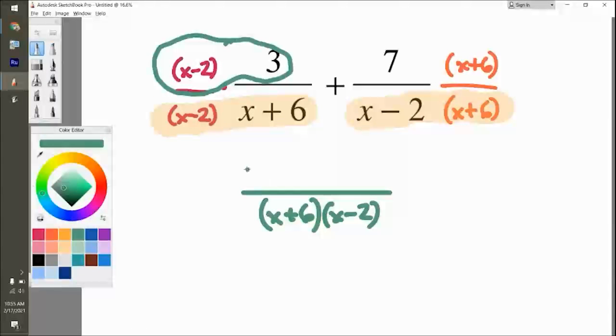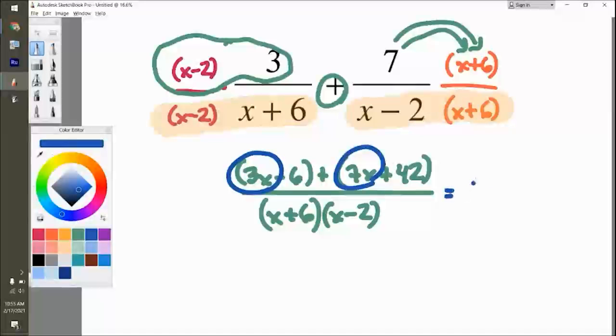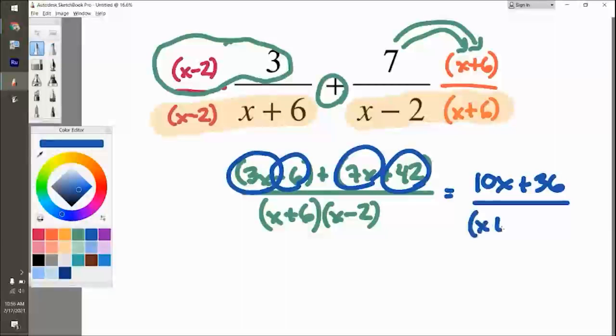And then I'm going to multiply these two things together. So it's going to be 3x minus 6 plus, I'm going to put parentheses on that, plus we're going to distribute the 7 to each of those terms there. So it's going to be 7x plus 42. Okay. The last step is to just simplify everything, which is what we did in that first section we went over today. So we have 3x plus 7x is 10x. And then we have negative 6 plus 42 is 36. And then we are dividing this by x plus 6 times x minus 2.